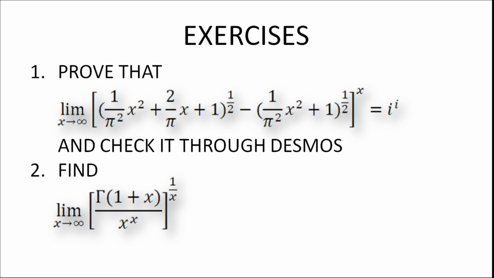Also, here is some nice exercise for you. You can prove that, using the same steps that we have carried out in carrying out the limit of the first example we have seen, 1 by pi square x square plus 2 by pi x plus 1 whole power of minus 1 by pi square x square plus 1 whole power of whole power x, limit x goes to infinity is equal to i to the power i, where i is the imaginary root of minus 1.